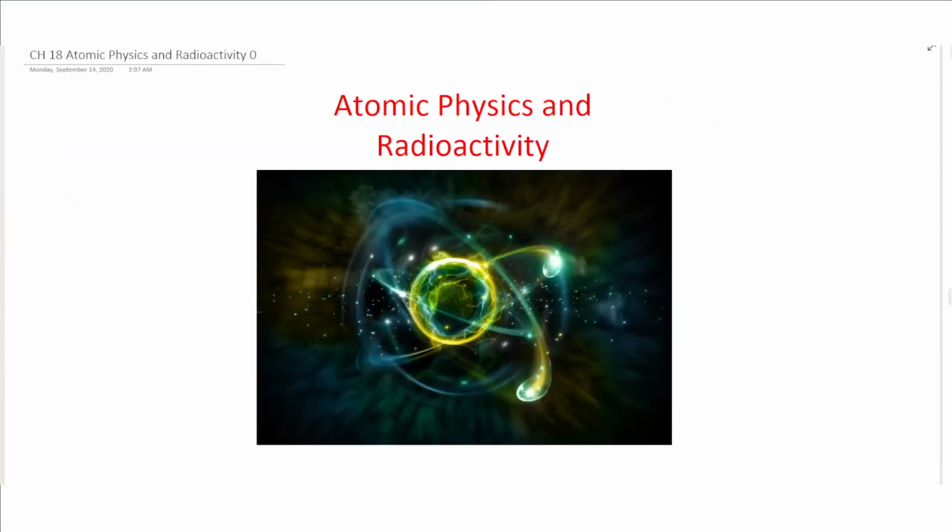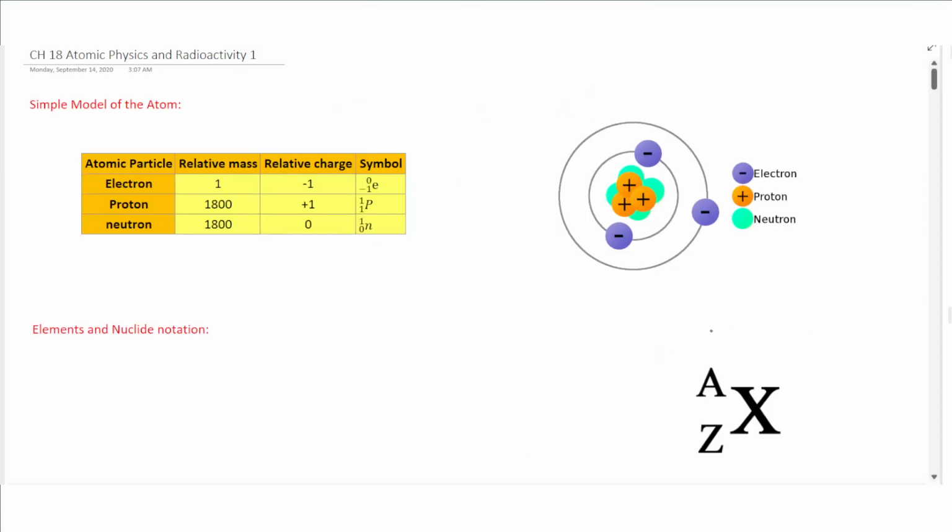Now we're going to talk about atomic physics and radioactivity. First, we talk about the simple model of the atom. We have a central nucleus that contains protons and neutrons, and electrons that orbit around the nucleus in energy shells.